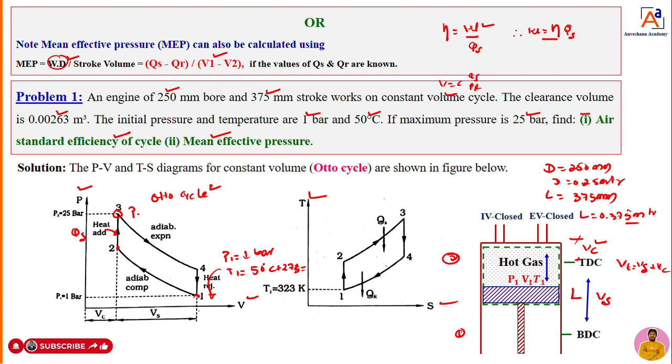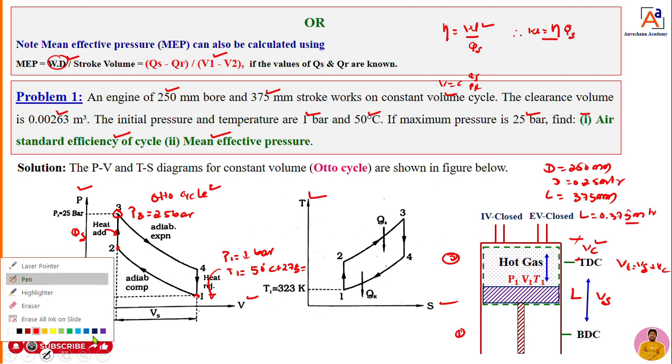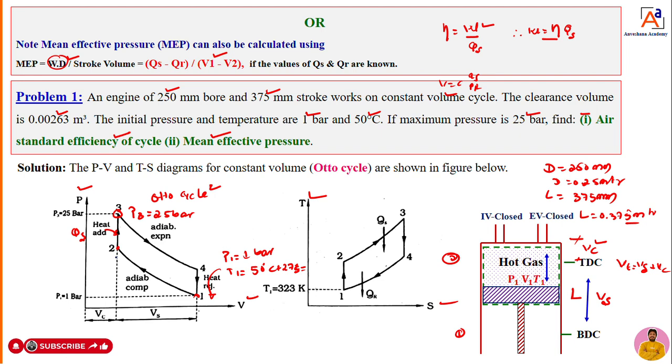Point 3, that pressure at point 3 we can mark as P3. The maximum pressure is 25 bar, he has given. But dear students, one thing you have to remember here: T2 is not given, T3 is not given, and P2 is also not given at all. That data we can calculate with the help of the pressure ratio.